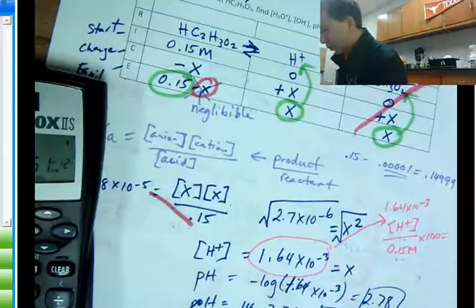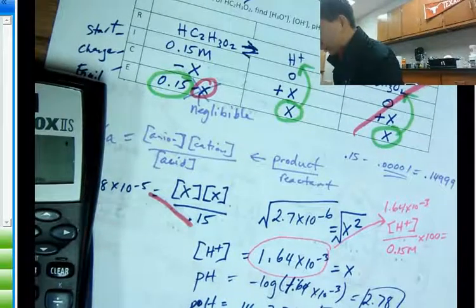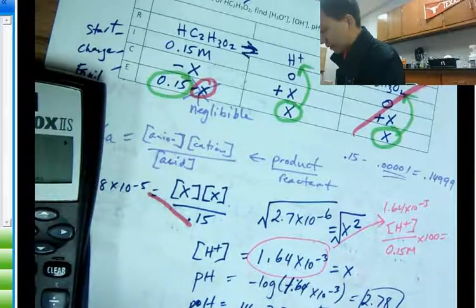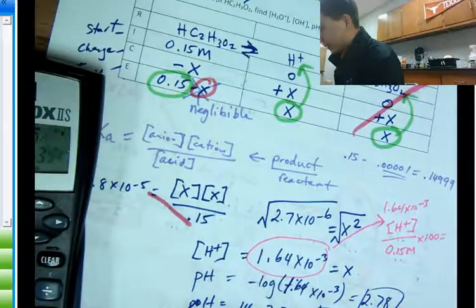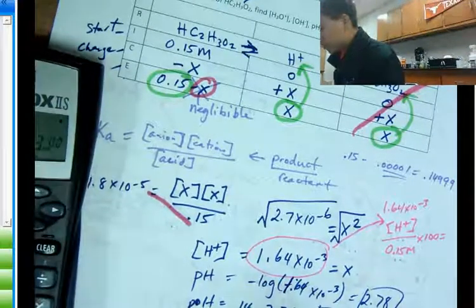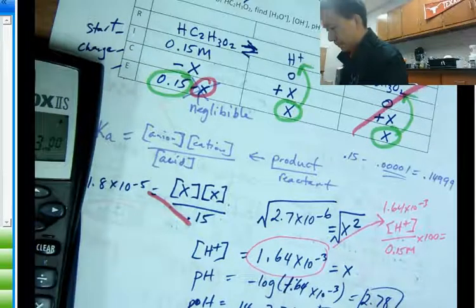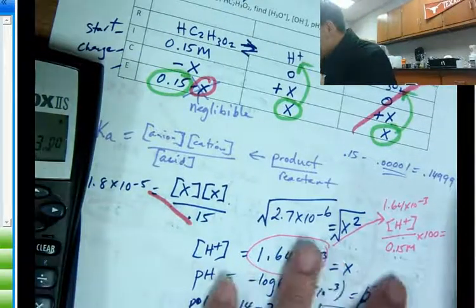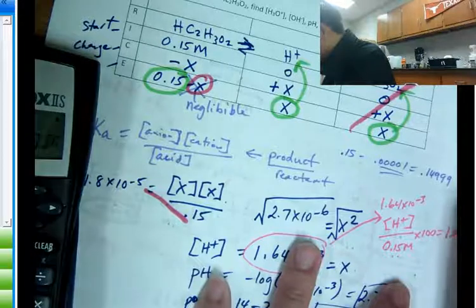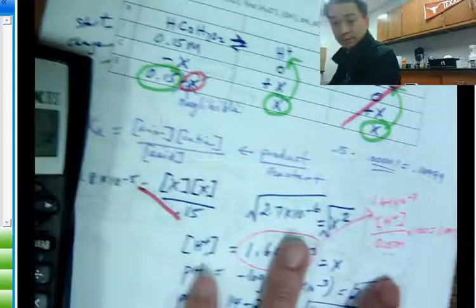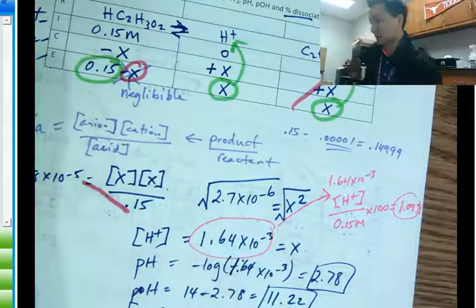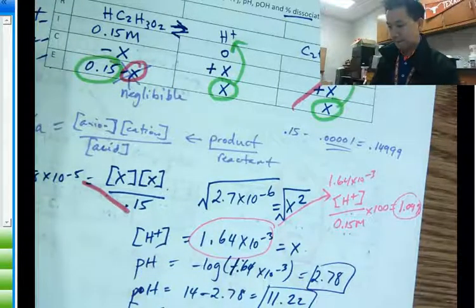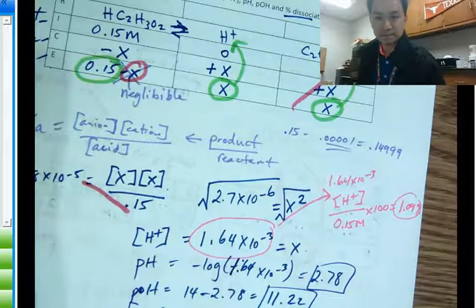Okay, so 1.64 times 10 raised to the negative 3 divided by 0.15 times 100. So I get 1.09%. And that'll answer my dissociation. Alright. A lot of numbers, a lot of steps, but that's how you do these.